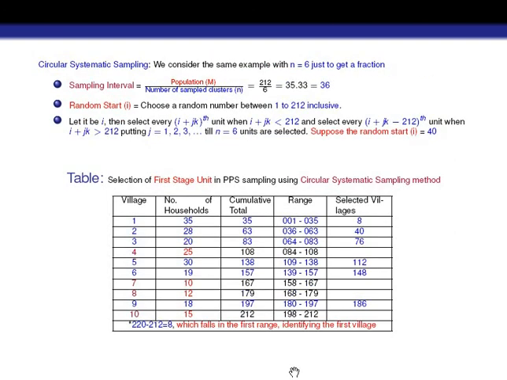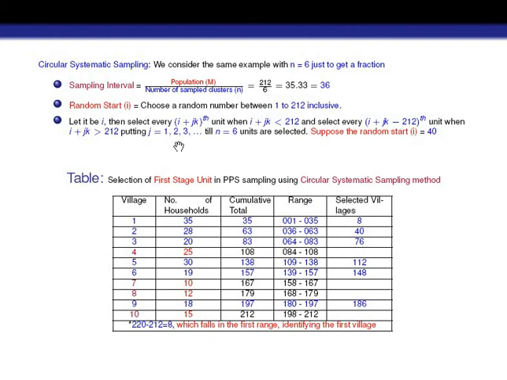Now what do you do in case of circular systematic sampling? In circular systematic sampling, the sampling interval is not a whole number; we get a fractional number. So just to get a fraction, we consider here n equal to 6. Dividing 212 by 6, we get 35.33, which is a fractional number. Here we consider the next bigger integer, which is 36. So our sampling interval in this case will be 36. Here we choose a random number between 1 and 212, both inclusive.